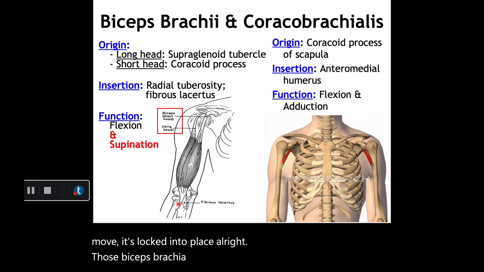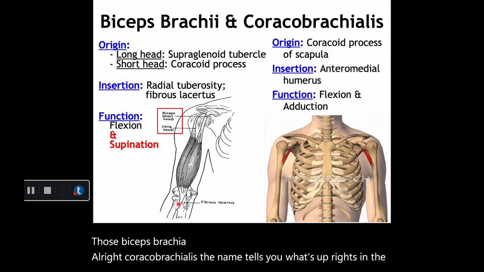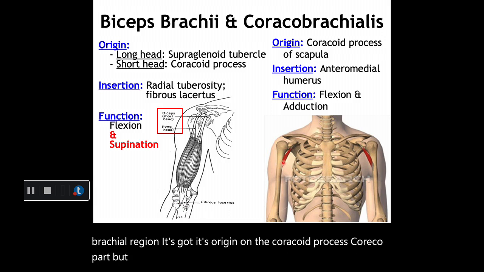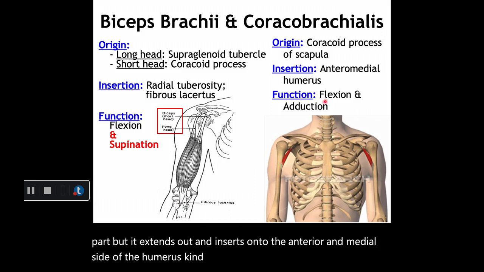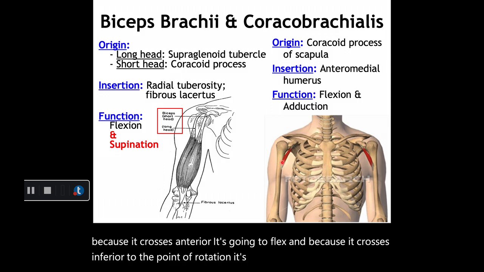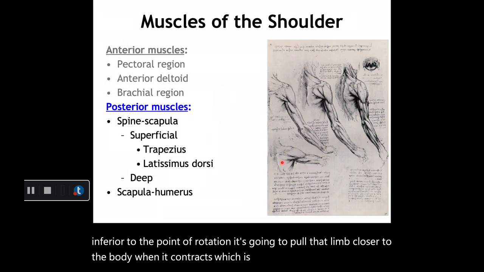All right, coracobrachialis, the name tells you what's up, right? It's in the brachial region. It's got its origin on the coracoid process, coraco part, but it extends out and inserts onto the anterior and medial side of the humerus, kind of proximally, and there's its functions there. Because it crosses anterior, it's going to flex, and because it crosses inferior to the point of rotation, it's going to pull that limb closer to the body when it contracts, which is adduction.